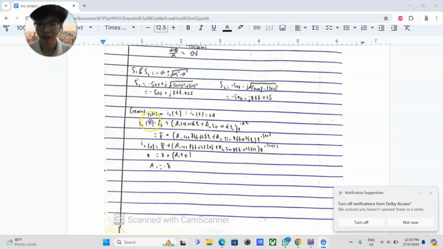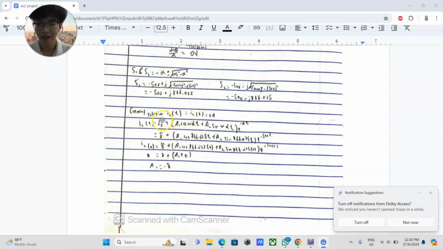So what's the general solution? The general solution, with iL(0) equal to 0 A, is iL(t) equals iS plus A1 cos(omega alpha t) plus A2 sin(omega alpha t), times e to the negative alpha t. So what is omega alpha? Omega alpha is equal to 866.025. So this thing is actually omega alpha.